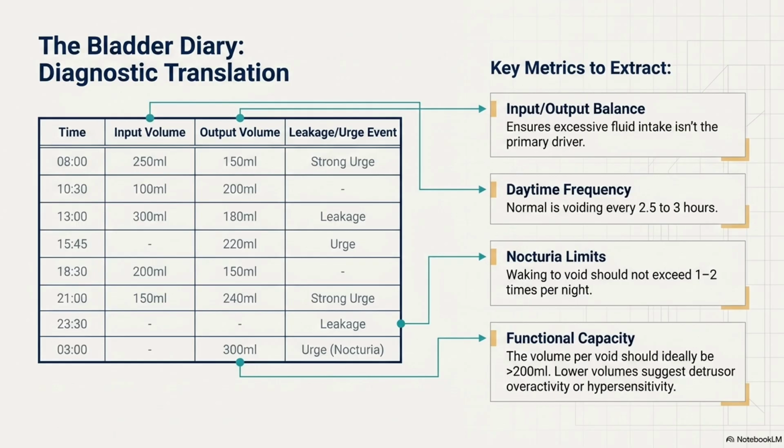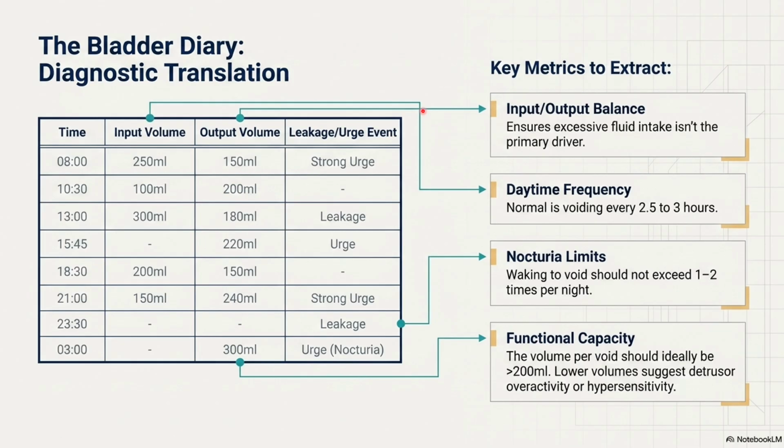More detail about the bladder diary, because it is a useful and non-invasive tool. Patients are asked to record their fluid intake, voiding times and volume, episodes of urgency or urinary leakage, and nighttime voiding. A bladder diary helps us identify the patient's voiding pattern and guides both diagnosis and treatment. There are 4 key pieces of information we look for.